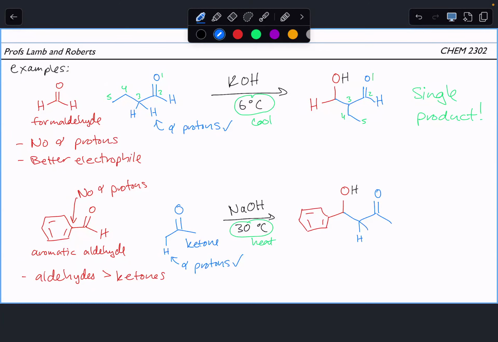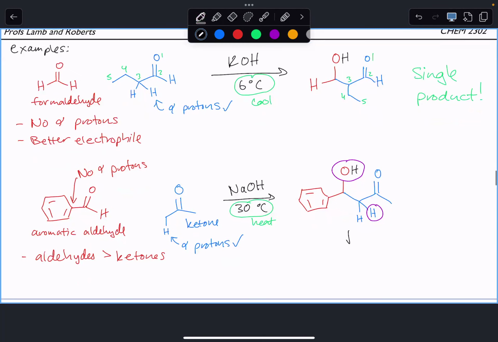We do have additional alpha protons, so we need to do the condensation. So we need to lose our OH and one of our alpha protons to do our condensation reaction. And again, we get a single final product here.